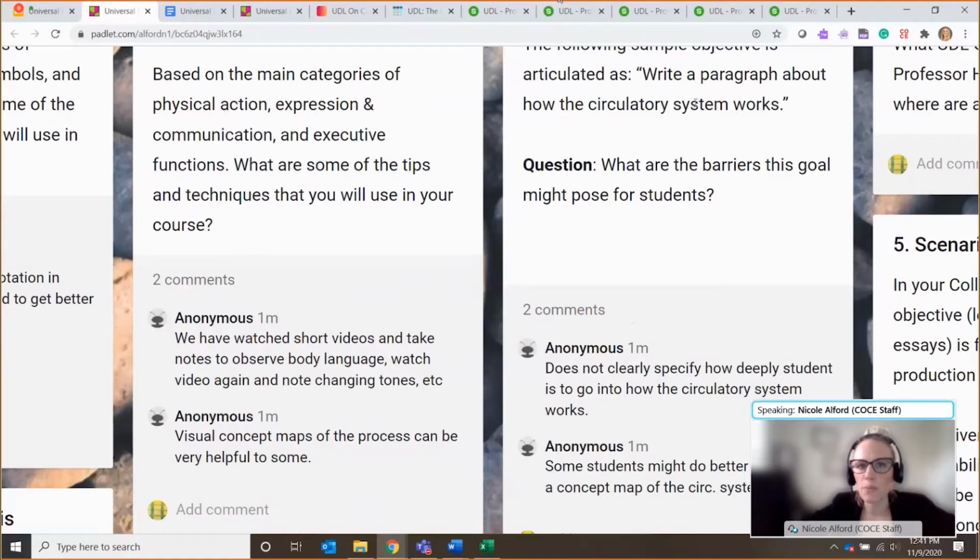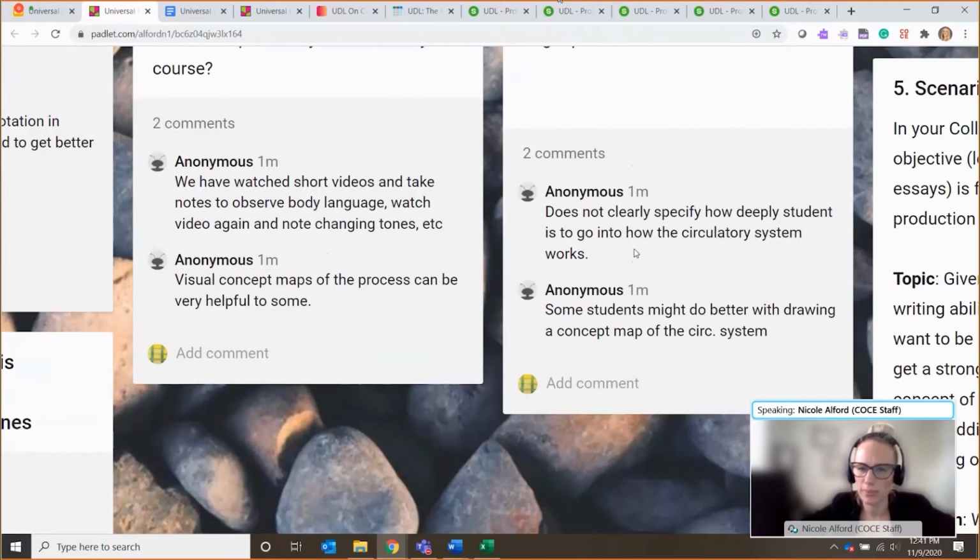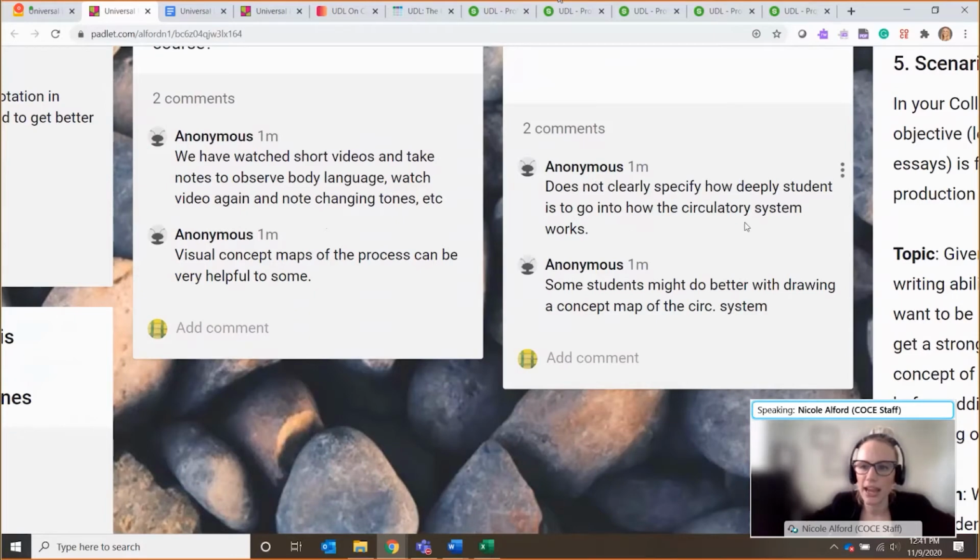I know it might not be in your domain, but overarching, what is this instructor trying to get from the student? Do they really want them to know how to write a paragraph? Do they want them to know how the circulatory system works? So we have a couple comments here. Does not clearly specify how deep the student is to go into the circulatory system. That's important. It does not.